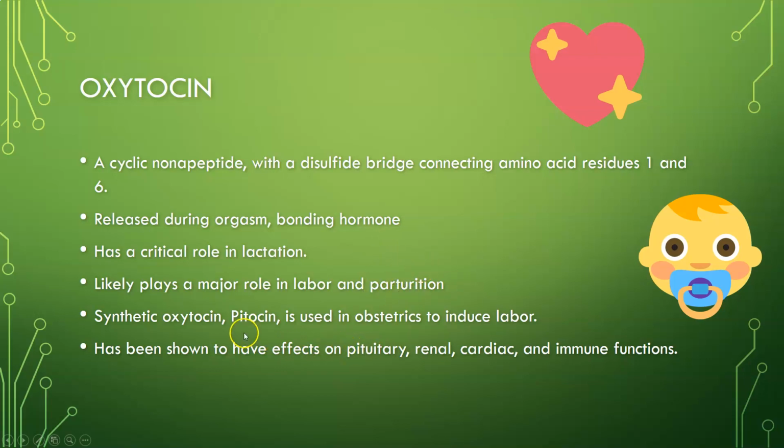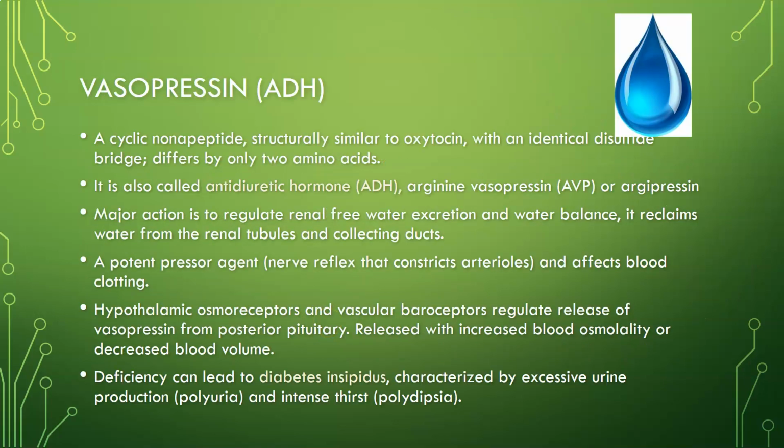Synthetic oxytocin, such as Pitocin, is used in obstetrics to induce labor. It has been shown to have effects on the pituitary, renal, cardiac, and immune functions. And then vasopressin, which is also antidiuretic hormone, is a cyclic nonapeptide. It is structurally similar to oxytocin with an identical disulfide bridge. It differs only by 2 amino acids, so change 2 amino acids and you go from oxytocin to vasopressin.